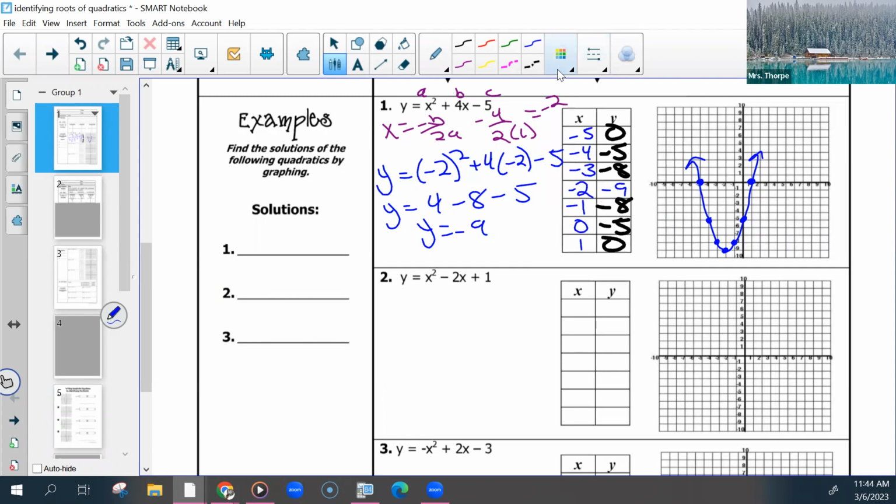So we're gonna write them one of 2 ways. One, we can write them as x-intercepts in ordered pairs, (-5, 0) and (1, 0). Or we can write them how we were writing our solutions for solving quadratics with square roots: x equals, in curly brackets, least to greatest, -5, 1.